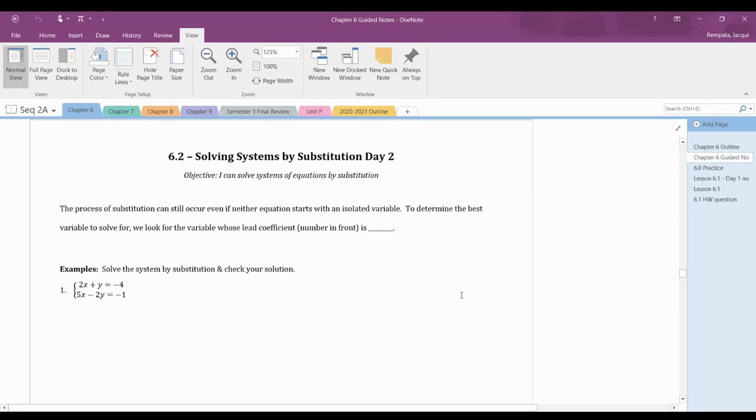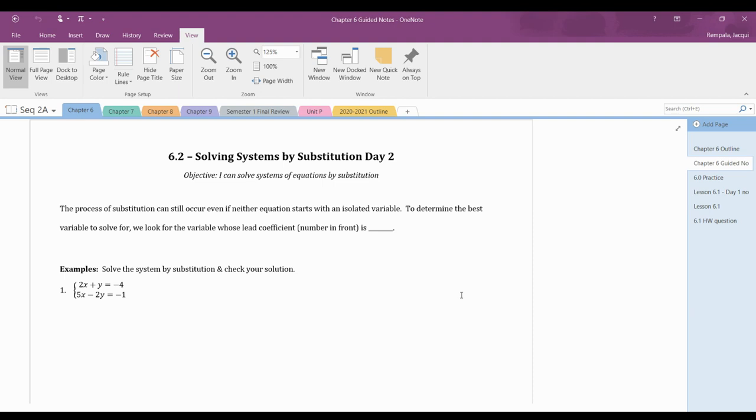Today we're going to look at lesson 6.2, which is still solving by substitution. Today we are going to look at taking what we talked about yesterday and doing one extra step to it. So the process of substitution can occur even if neither equation starts with an isolated variable.